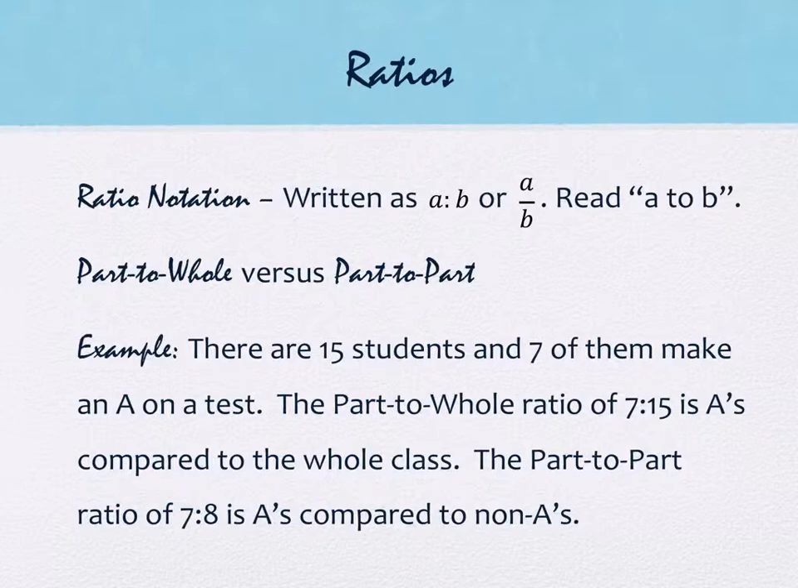So one example in describing them is something like this, where we have 15 students in the class and 7 of them make an A. So we can compare 7 to 15, which would be the students who make A's compared to the whole class, or 7 compared to 8, which would be A's compared to not A's.